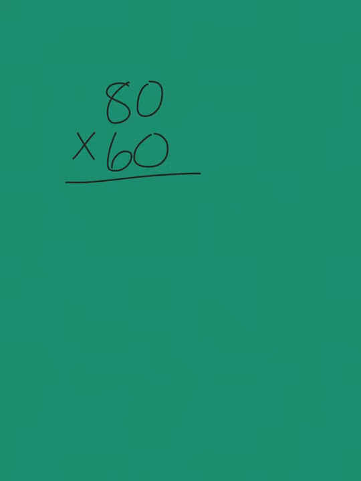Let's try another. Here we have 80 times 60. To start, I am going to multiply my first digits, which are 8 and 6, and I'm going to get 48. Then I'm going to count my zeros. 1, 2. My answer is 4,800. I'm going to put some on the next page, and I want you to try mental math. I want you to pause it, try doing it in your head, and then press play and see if you got them right.